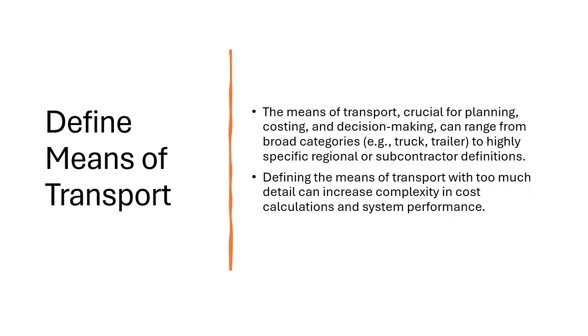So next is how we define the means of transport. The means of transport in SAP TM refers to categorizing transportation resources, which can range from broad definitions like trucks and trailers, to specific ones like 12-ton trucks. It also plays an important role in planning and cost calculation, and the complexity of transport definition should align with business needs to avoid unnecessary complication.